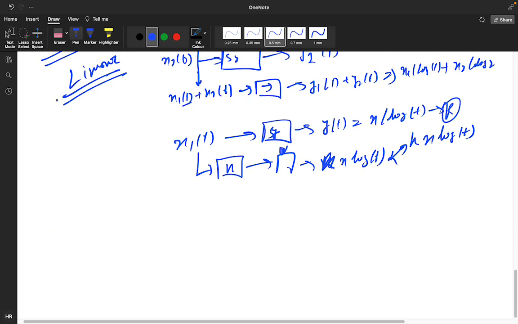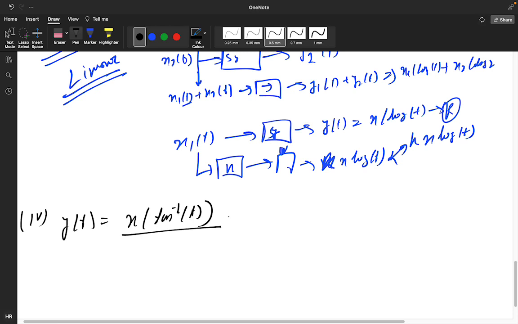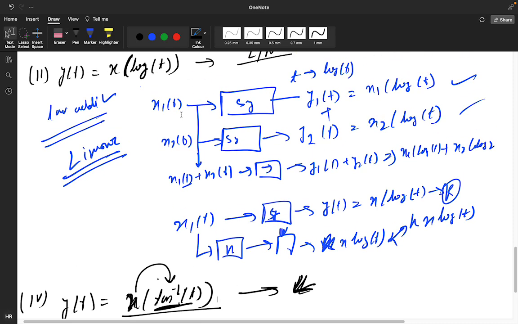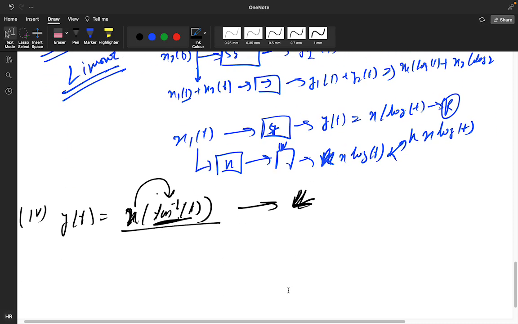Right? Now what about this? y of t is equal to x of tan inverse t. So this kind of system will always be linear. If any function of t is there in x of t and no constant is added, then you can directly say this is a linear system. Whenever you apply these things, you will get linearity.